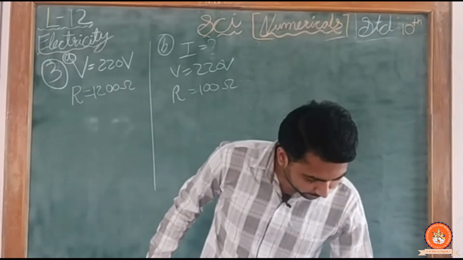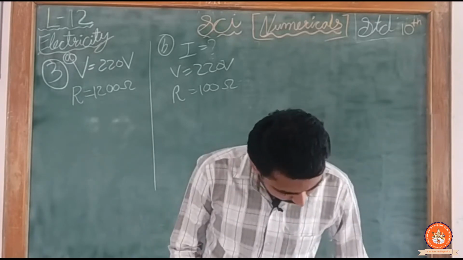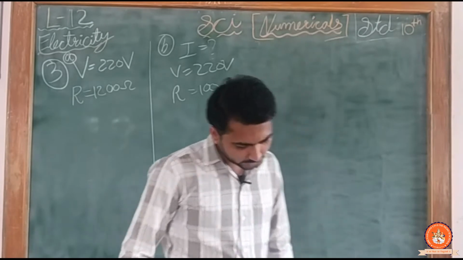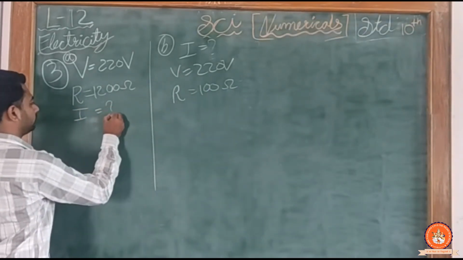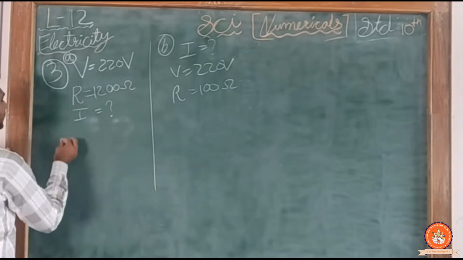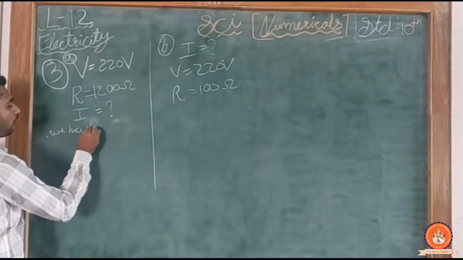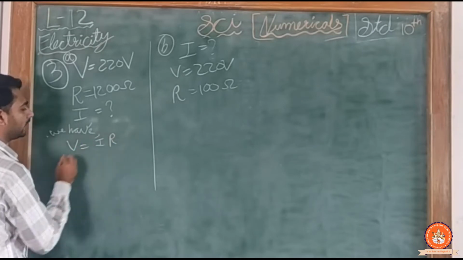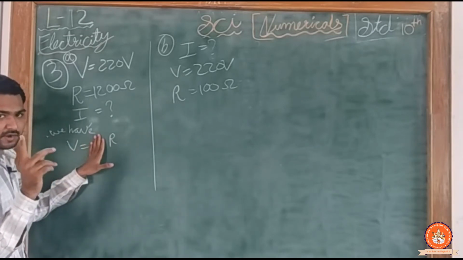So in the first question, here also we have to find the current only. I is equal to... Okay, in both we have to find the current. So first of all, for this we have the formula according to Ohm's law, V is equal to IR. Clear? We will make I the subject here because we have to find I.